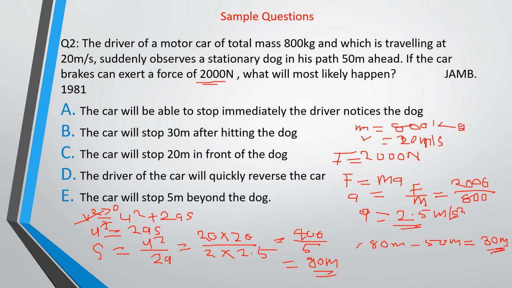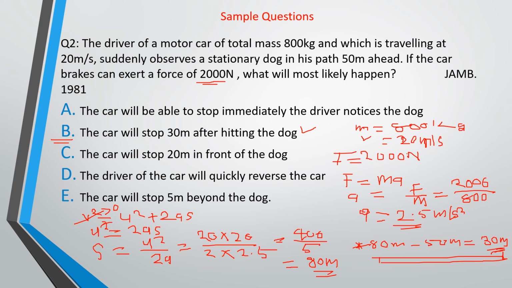Okay, so which means that the car will stop after it has passed this 50 meters where the dog is standing. So invariably, it means that the car will stop 30 meters after hitting the dog. Is that okay? From what we have calculated, the car will stop 30 meters after hitting the dog, and that gives you option B as the correct answer.